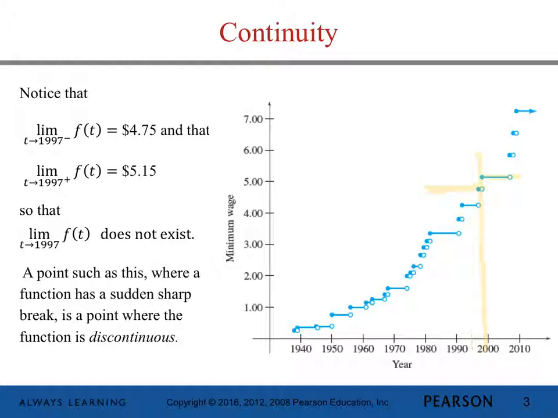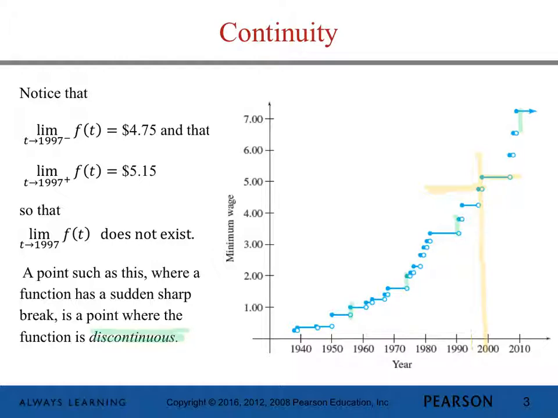So based upon the fact that if you are trying to trace this function, you can see that it has many discontinuities. And that's going to be everywhere that you see a sharp break in the function, like from here to here, or from here to here, or from here to here, or from here to here. In fact, every year when the minimum wage actually changed, you have a discontinuity. So where those breaks are is where we say that the function is discontinuous.